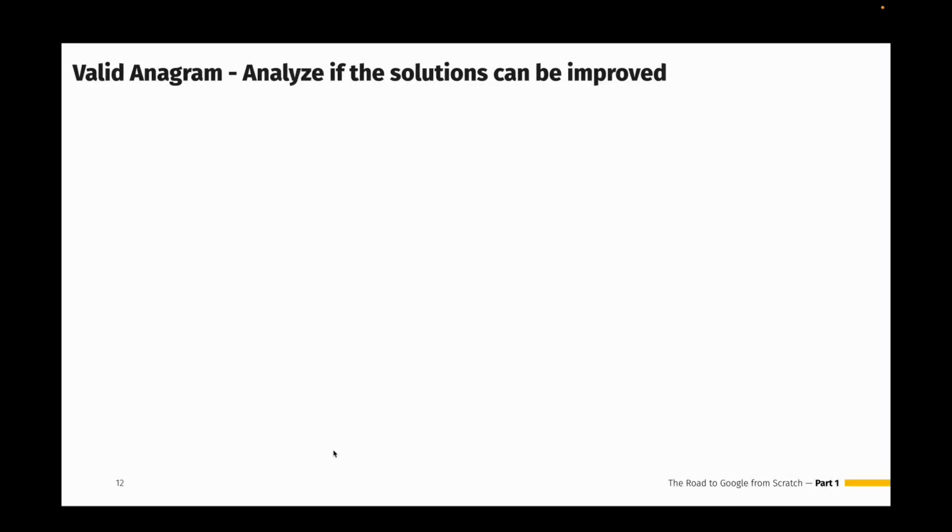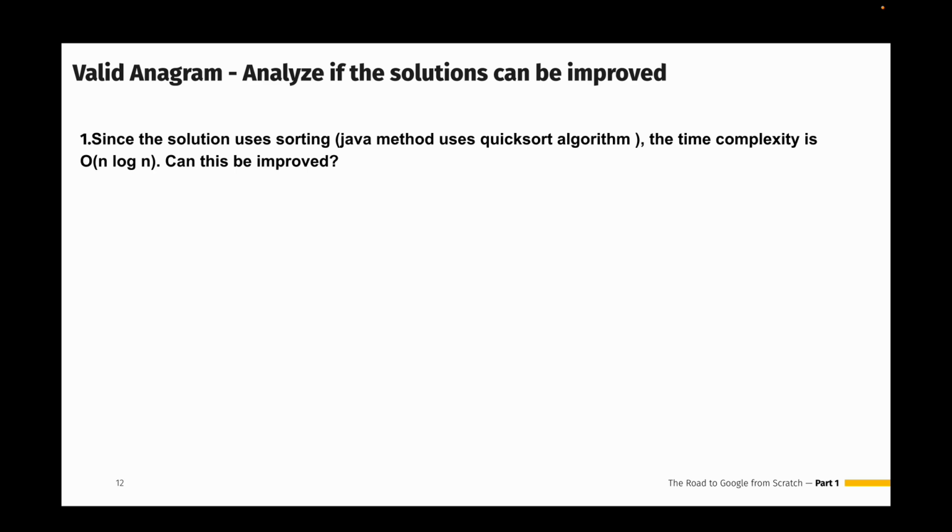Okay, now let's analyze the solution and answer common questions. Since the solution uses sorting, and in Java the sort method uses the quick sort algorithm, the time complexity is O(n log n). Can this be improved? Is it possible to avoid sorting altogether? Maybe it's worth using a map here.